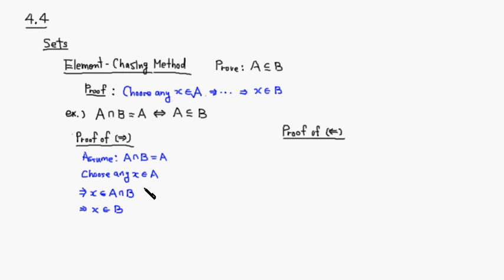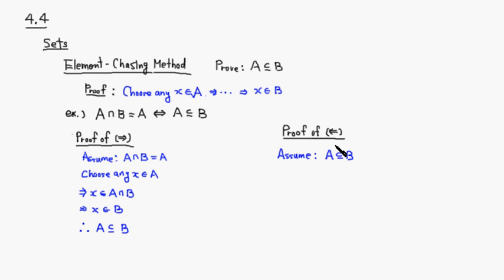Therefore, we could show that any element x in A also belongs to B, so we know that A is a subset of B. So that's the one direction. Let's do the other implication. Now we're going to assume that A is a subset of B.